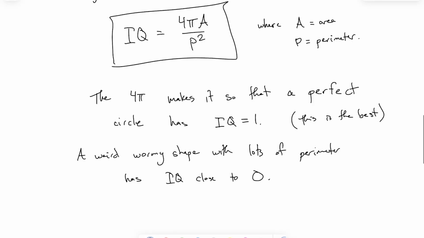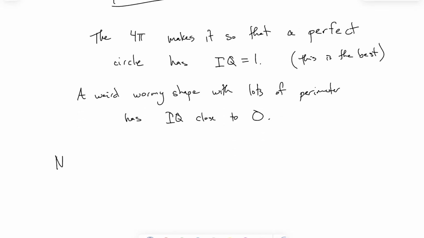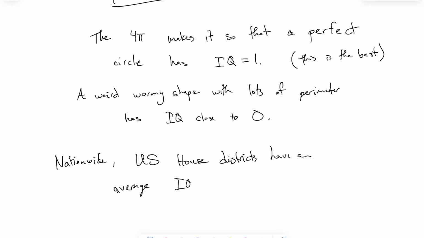I just thought, as far as what in real life is a good shape versus a bad shape in terms of the isoperimetric quotient, I looked this up. If you look nationwide at the U.S. Congress districts, the U.S. House of Representatives districts have an average isoperimetric quotient of 0.23.